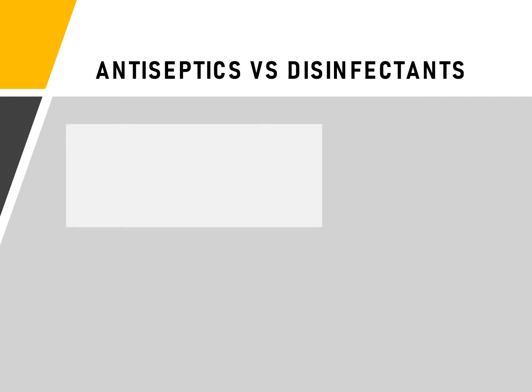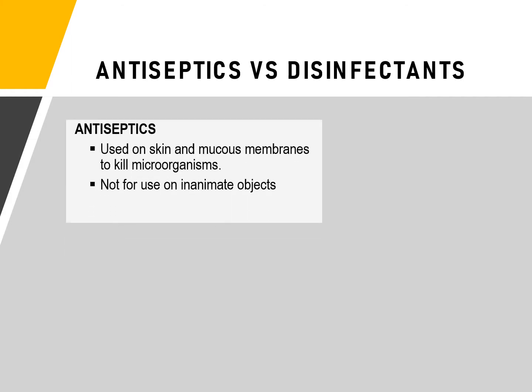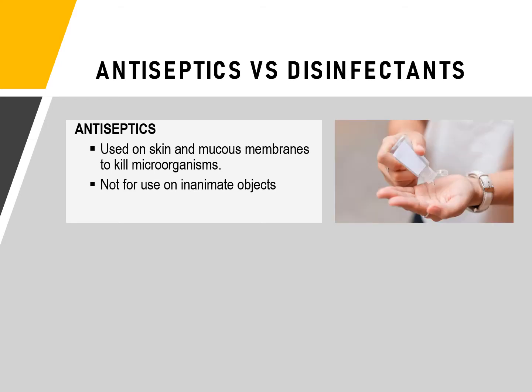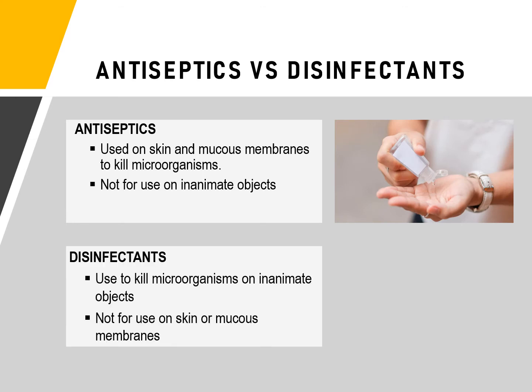We start first with our antiseptics. These are solutions that are used on skin and mucous membranes to kill microorganisms, and they are not intended for use on inanimate objects. An example of that is our hand sanitizer. And then we also have our disinfectants, which are solutions that are used to kill microorganisms on inanimate objects, but are not intended for use on our skin or mucous membrane.